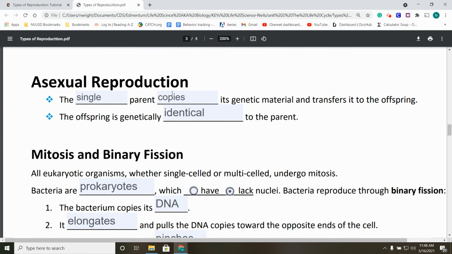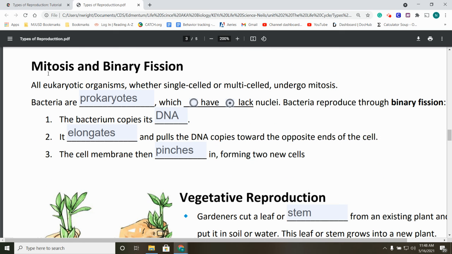Asexual reproduction. The single parent copies its genetic material and transfers it to the offspring. The offspring is genetically identical to the parent. Mitosis and binary fission. All eukaryotic organisms, whether single-celled or multi-celled, undergo mitosis.